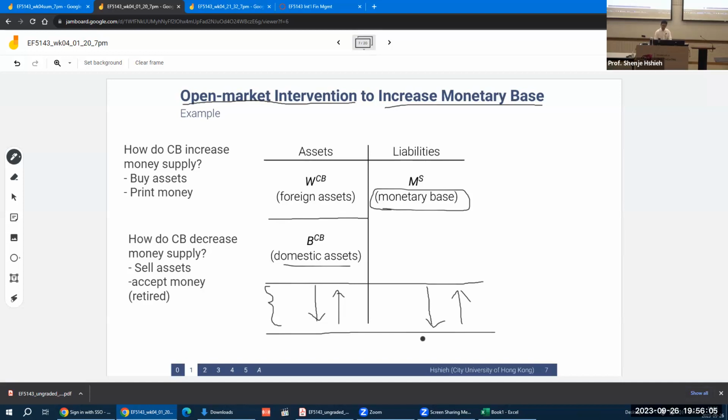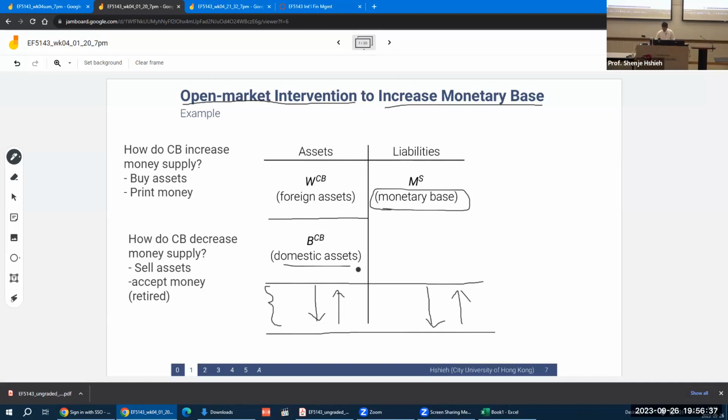So the reason why I'm introducing to you this balance sheet this way is because the relative size between foreign assets and domestic assets can actually influence UIP somehow. And I'll talk about that in the future, but that's a little bit many weeks later, okay? But that's the idea, that the relative composition of foreign and domestic assets can actually have an influence on the UIP equation eventually.